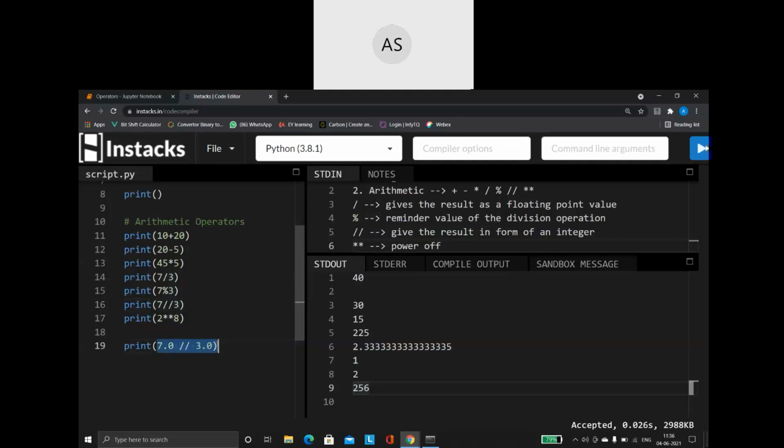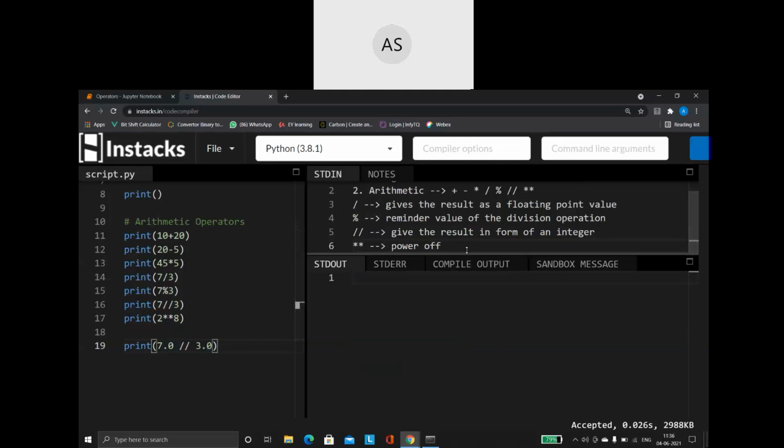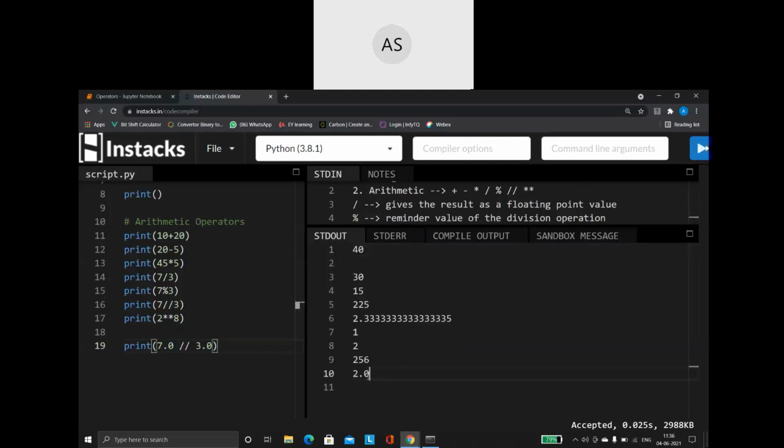What will happen if I give the value like this? I said floor division will always give me the result in the form of an integer. That is, any fractional value is going to be ignored. It is not going to be considered at all. But here I am dividing floating point numbers. Now what is going to happen? Just have a look here. See how it is giving you the result.